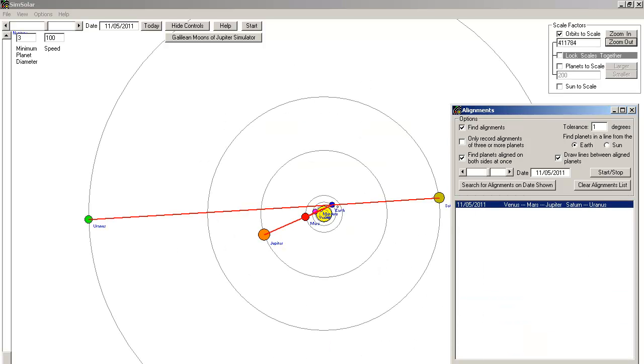Here is the same alignment with the orbits shown to scale. Please note that the planet sizes are not to scale and are representative only. If the planets are shown to scale on this chart, they become invisible. This chart is shown with a tolerance of 1 degree.